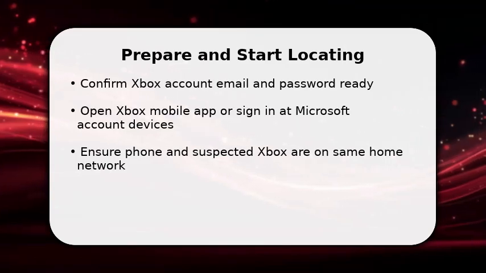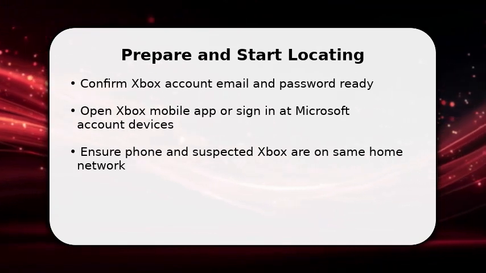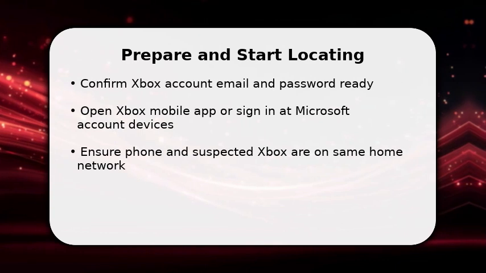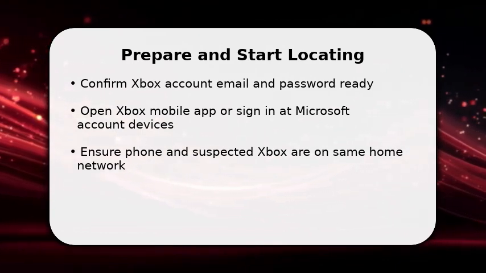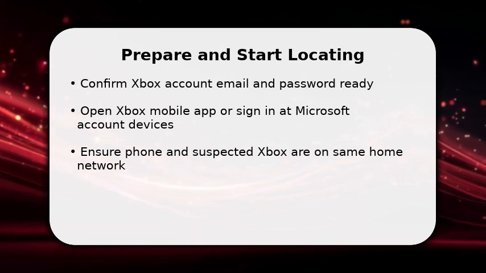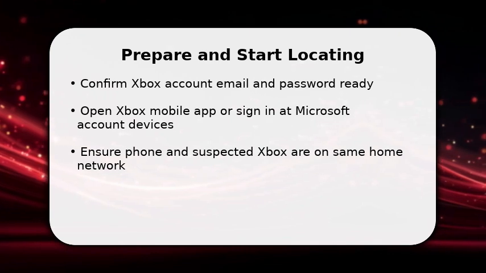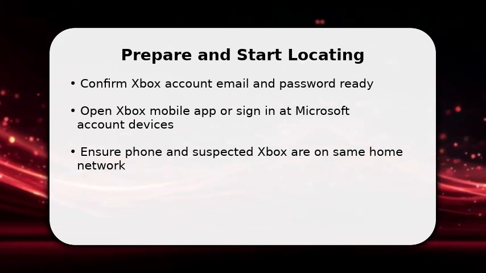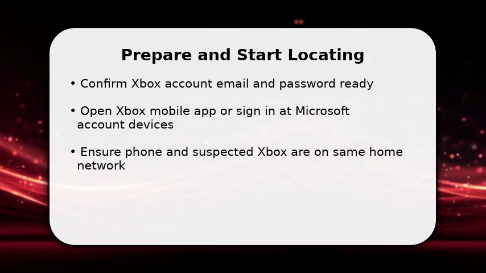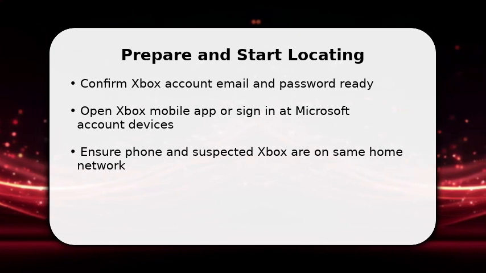You start by gathering credentials and the tools you need: your Xbox account, the Xbox mobile app, and access to your home Wi-Fi. Once ready, sign into the Xbox app and make sure your phone is connected to the same network as the console. This lets the app discover consoles on the LAN. Next, check the app's console list for any device labeled Xbox or the gamer tag you use. If the console appears, you can attempt a remote wake or display its last online time.